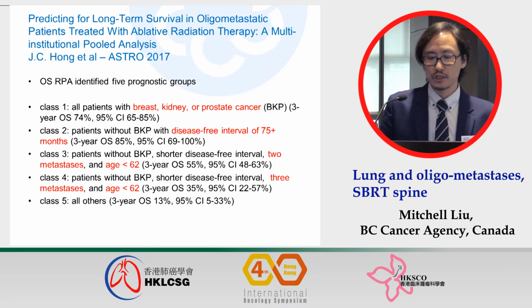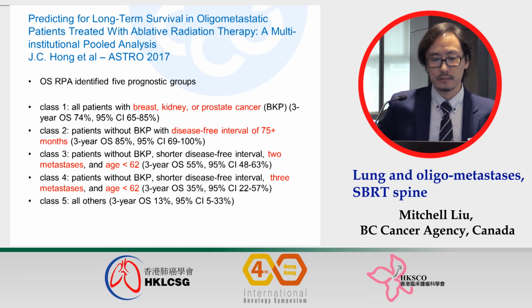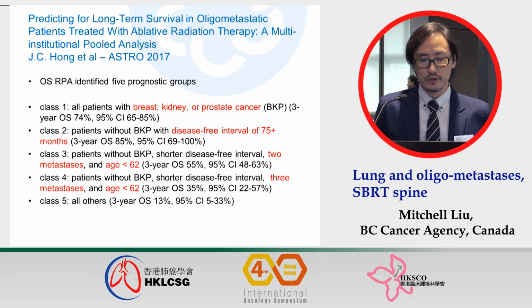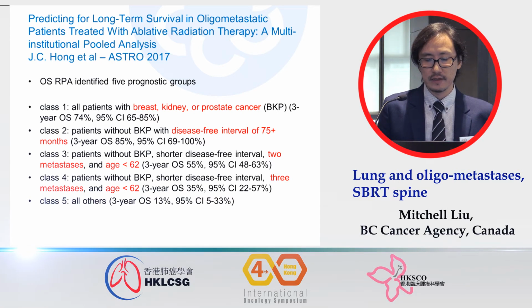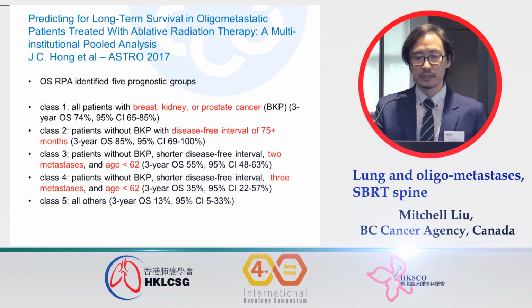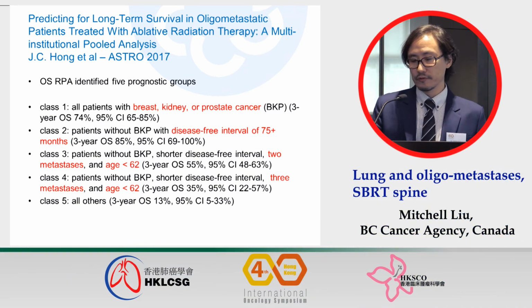And this is a recent study discussed at ASTRO this year. They pulled data from a couple of institutions and looked at different prognostic factors, and they did a recursive partitioning analysis. What they found is that the best two groups of patients include patients with breast cancer, kidney cancer, and prostate cancers, and another good group would be patients with a disease-free interval of more than 75 months.